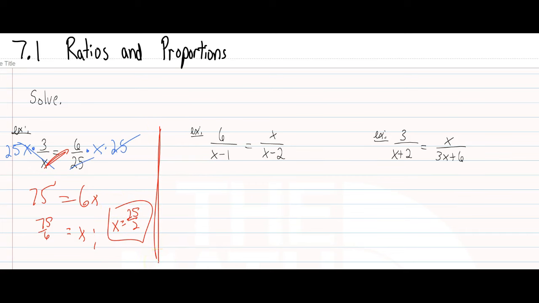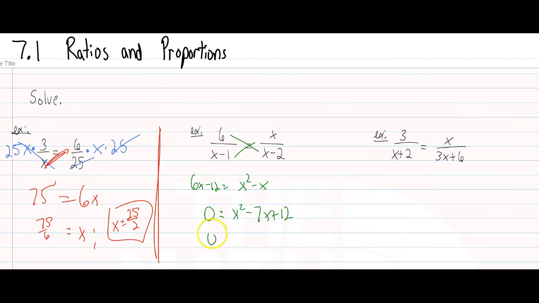Exactly. The next one, rather than going through the process of multiplying by denominators, we're just going to straight cross multiply. So 6 times x minus 2 is equal to x minus 1 times x. I'll distribute that x and distribute the 6. Because it's a quadratic, we're going to get everything to one side. So x squared minus 7x plus 12.